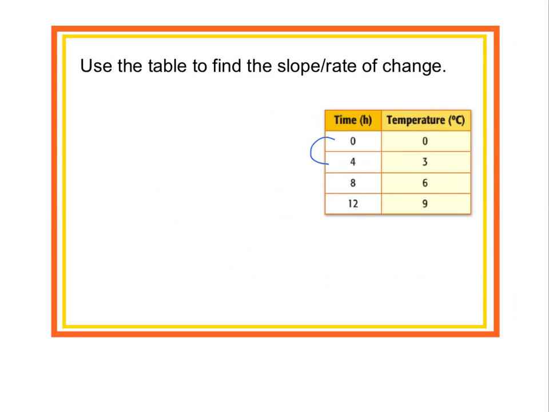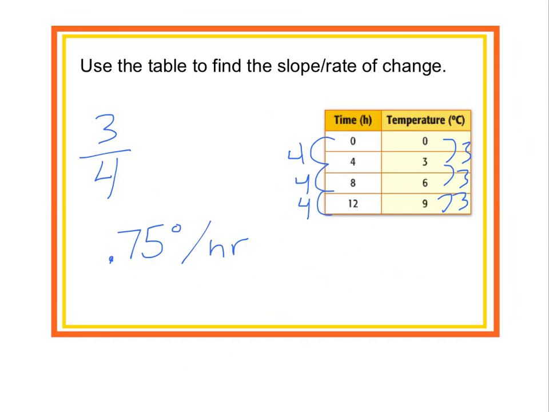For this one, you notice that it's changing by 4s on this side. And on this side, it's changing by 3s. Again, we need to use common sense. What do we think? So here, do we think it's how many hours per degree or how many degrees per hour? For me, I feel like that's pretty easy to know that degrees goes over the hours. So 3 degrees for every 4 hours. I could call that 0.75 degrees per hour, or 3/4 of a degree per hour, either way.